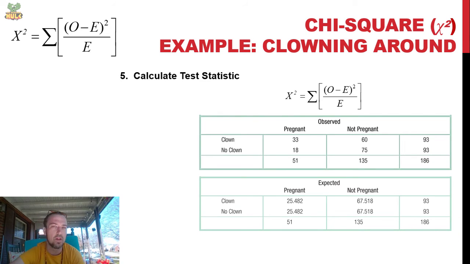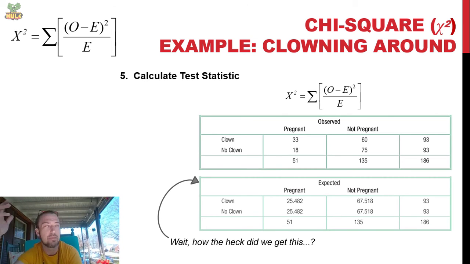So remember, the formula doesn't change. We're still going to look at the sum of the observed minus the expected squared over the expected. So in order to do that, we come up with expected values. And these, in fact, are our expected values for these data. So if 51 women became pregnant and 135 women were not pregnant, you would expect then that roughly half of each of those groups would end up in the clown and no clown group. Or said differently, out of the individuals that received a clown or no clown, the same proportion of folks that became pregnant should be there in both cases.